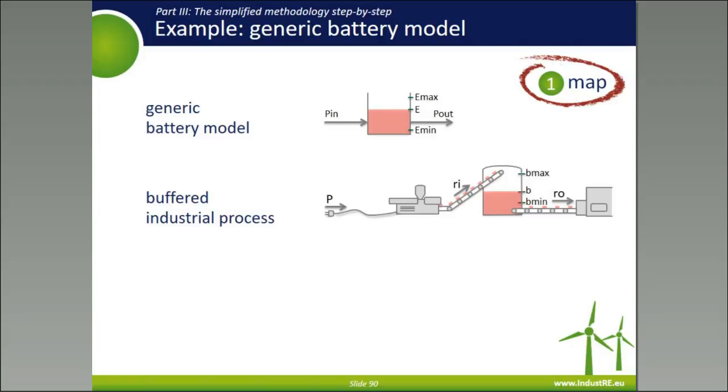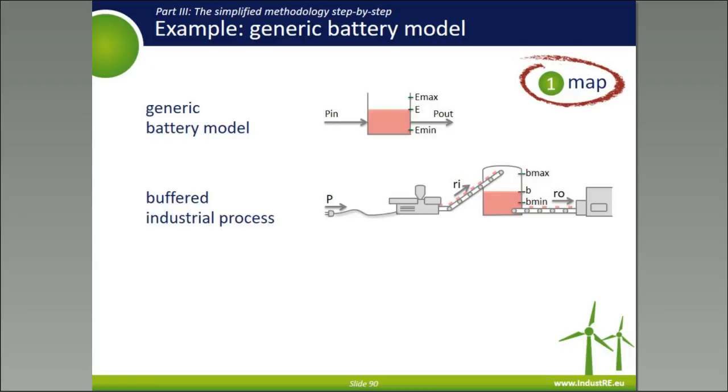This could be a part of an industrial process. At the left-hand side here, you see a part of a production plant which you put power in, it produces some products, I don't know what it is, cookies or polypropylene pellets or whatever. It goes in a buffer, and then you have a second part of the process here.